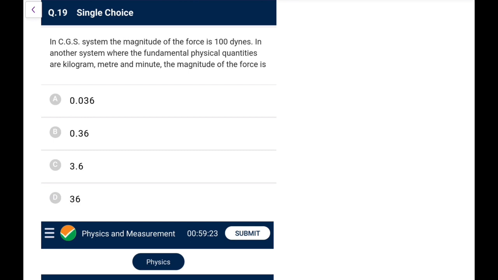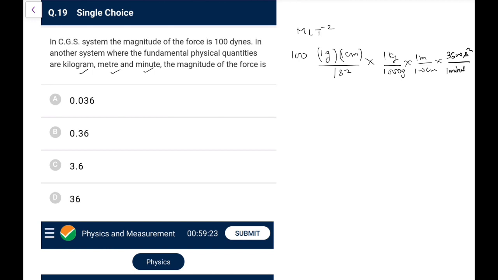Next, in CGS system, the magnitude of the force is 100 dynes. In another system where the fundamental physical quantities are kg, meter, minute, find the magnitude of the force, which is MLT minus 2. So what you have, 100 dynes. Dynes means that mass is taken in grams, length is taken in centimeters, time is taken as 1 second. So better write it as upon 1 second square. Now convert it into kg. What you remember is 1 kg is 1000 grams, 1 meter is 100 centimeters, and 3600 second square is equal to 1 minute square, I can write.